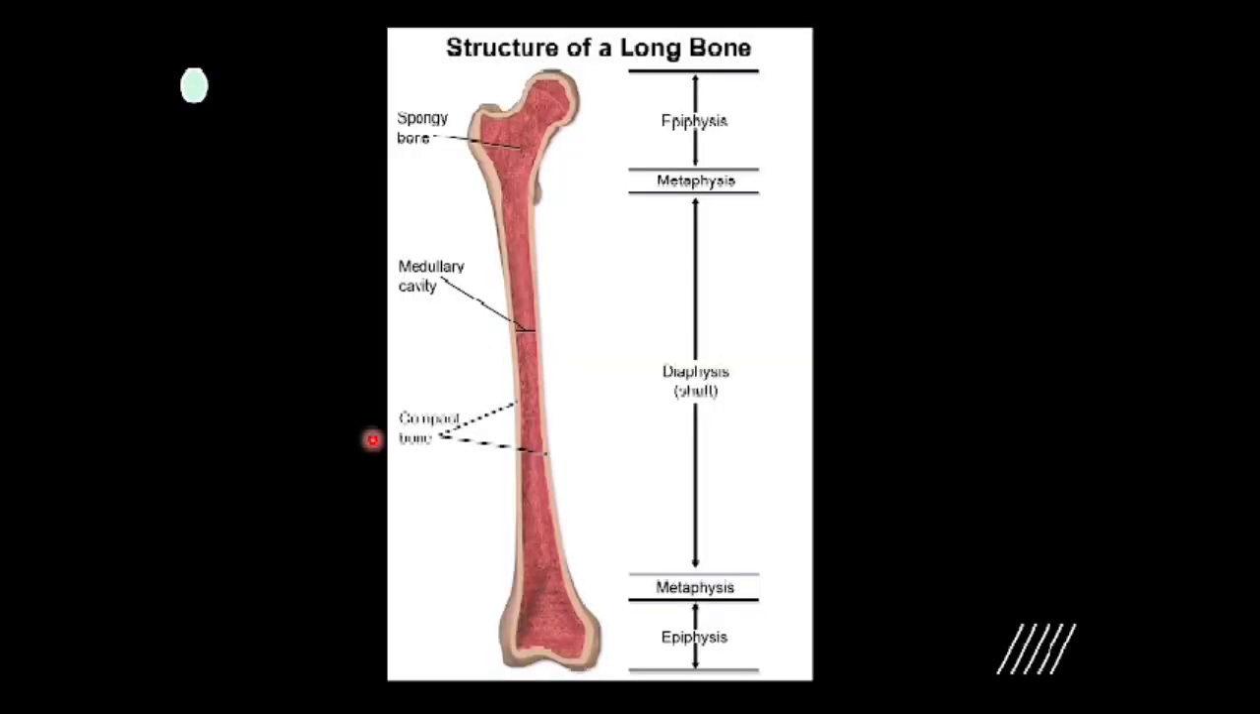So you can identify the structure of a long bone in this figure. You can see the outer compact bone and the inner spongy bone and the central medullary cavity. Now the ends are marked as the epiphysis, the shaft is marked as the diaphysis, and the joining area between the diaphysis and epiphysis is the metaphysis.